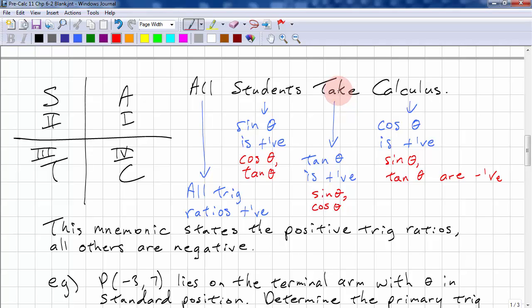Quadrant 3, T, tangent is positive. Sine and cosine are negative. And in quadrant 4, cosine is positive. Sine and tangent are negative. So, again, this mnemonic helps state the positive trig ratios. All the other ones are negative.